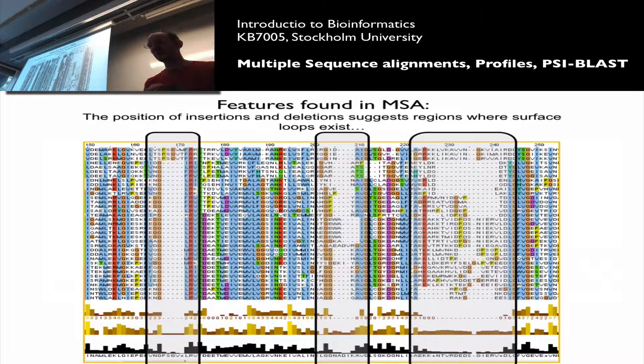And it's quite clear that gaps are much more common in loops than they are in the secondary structure elements. They can exist in secondary structure elements also, it's not that they happen only at the ends of them, but also in the middle. But in general, if you see something like this, this is a clear indication that this is a loop region.